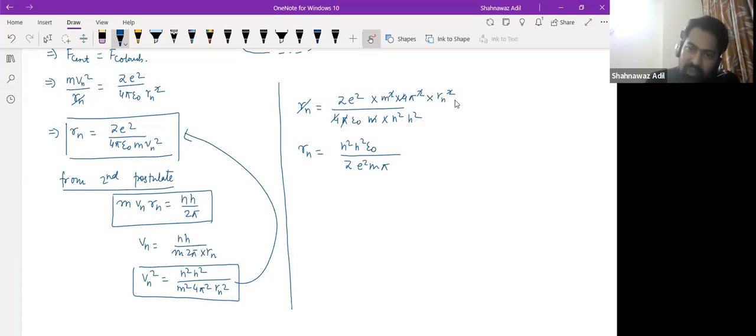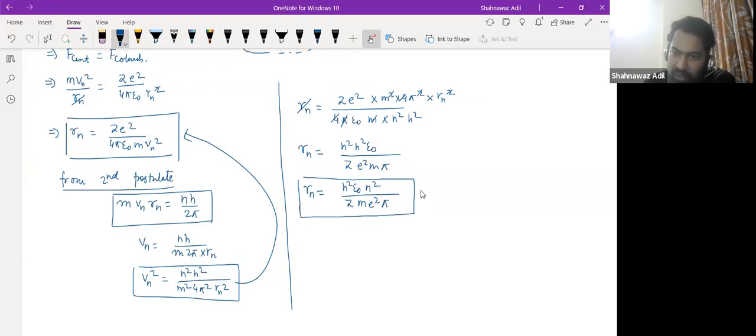So these are the values that we get. Rn would be h square epsilon naught n square divided by z m e square pi. So this is the value of the nth radius. This is a very important one. And there is another form that we can use. What is that form?